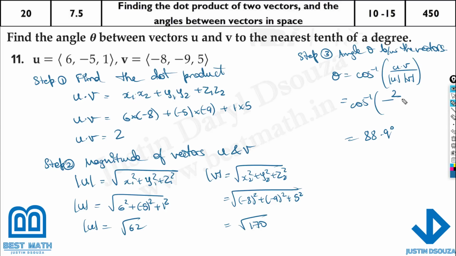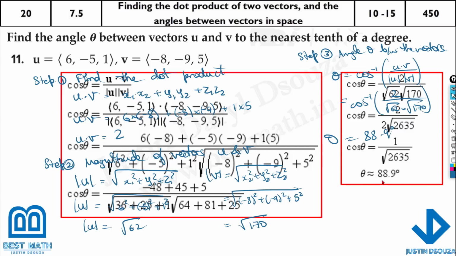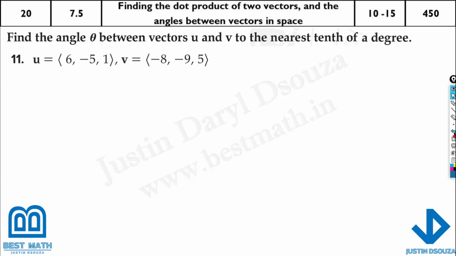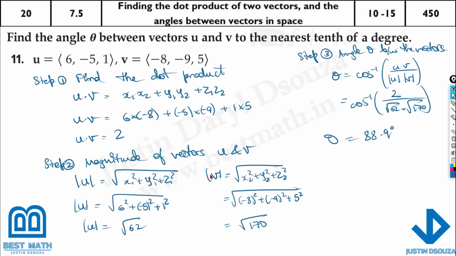Over here, don't forget to write the substitutions. 62 multiplied by 170. And that's the final answer. The angle is 88.9 degrees. So here we go. That's the final answer. So make sure you write the steps. Not only this, it's better to write the steps which I have written, the 3 steps, and then you'll be awarded the full marks.